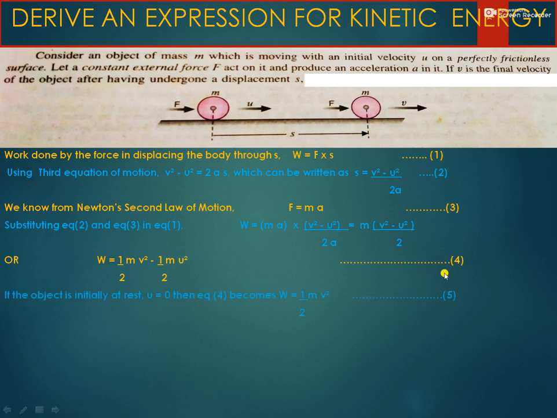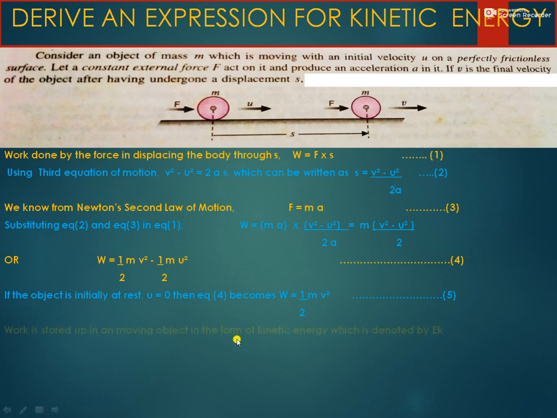Now next, students, imagine that the object is initially at rest, or you can say that the initial velocity is 0. So what will happen to this part of the equation? Half mu square will become 0, so this whole quantity will be 0. So what will be left? W is equal to half mv square. So if the object is initially at rest, that is u is equal to 0, then equation 4 becomes W is equal to half mv square, that is the fifth equation.